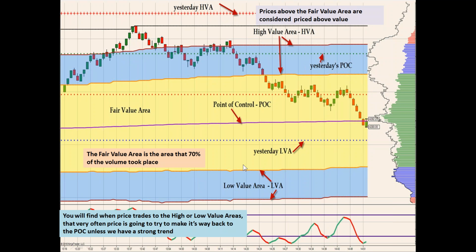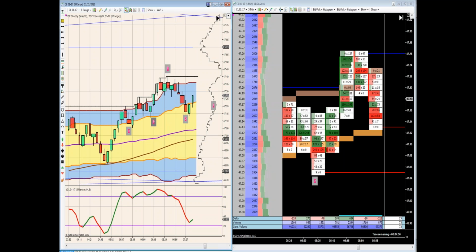When it comes outside of this fair value, you'll see here, for example, that it keeps going up to the next high value area. Once you start breaking outside of the color areas, you'll find that price is going to keep retracing, if you have a strong trend, back to this high value area or back to this high value area. And I've got plenty of examples to show you guys those in action.